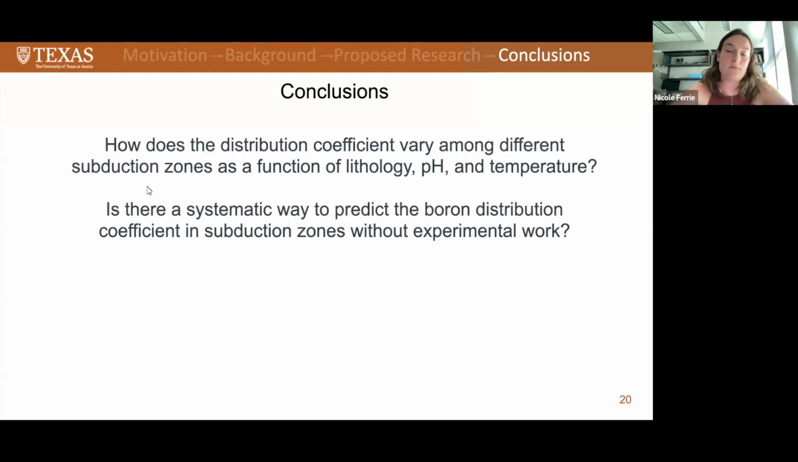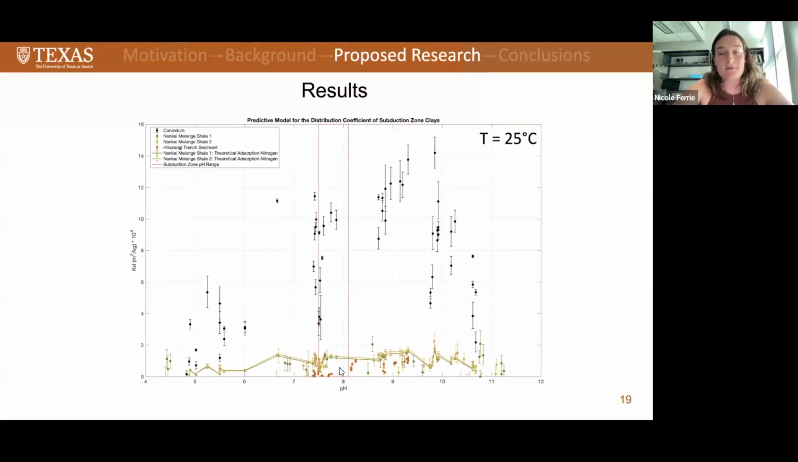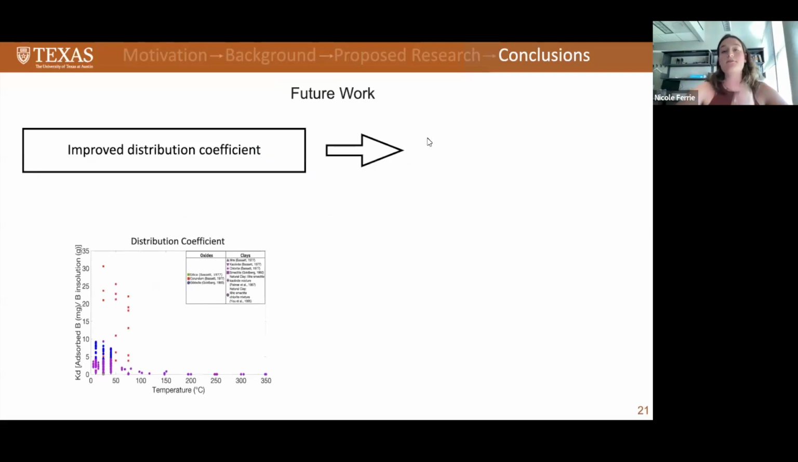And then, is there a systematic way to predict the boron distribution coefficient in subduction zones without experimental work? So far, we'd like to say yes, based on this preliminary evidence, but more experiments are needed to say that with confidence on different subduction zone material at different temperatures, which leads me to my future work.